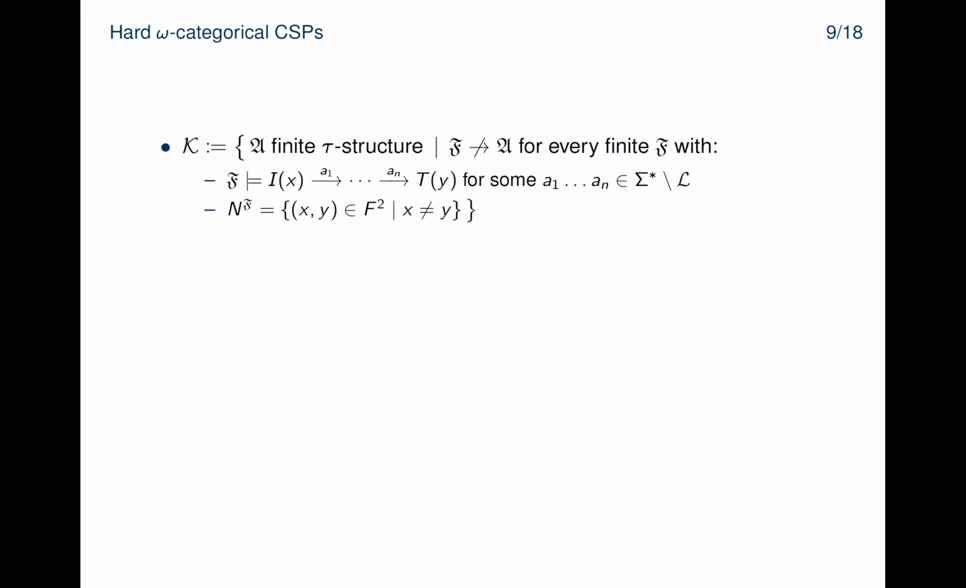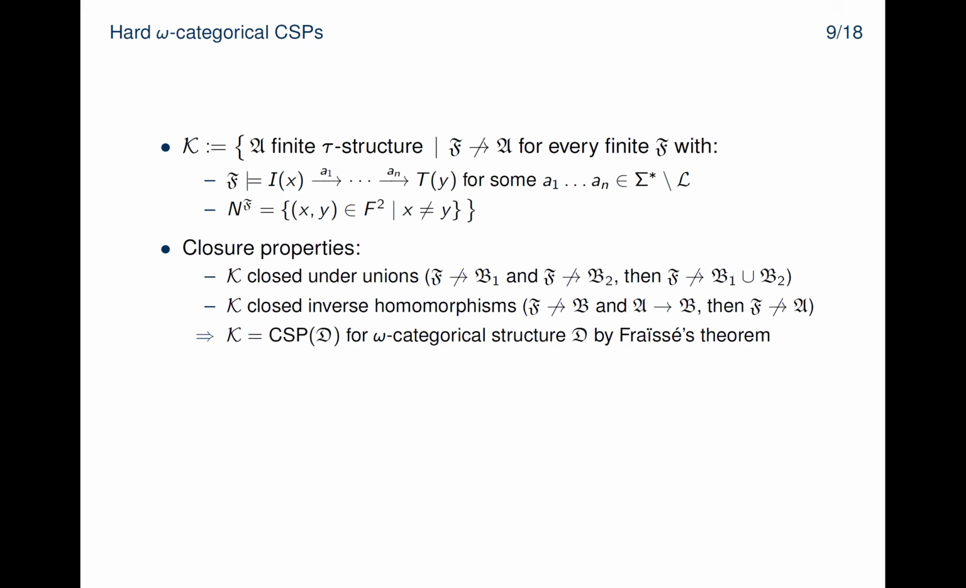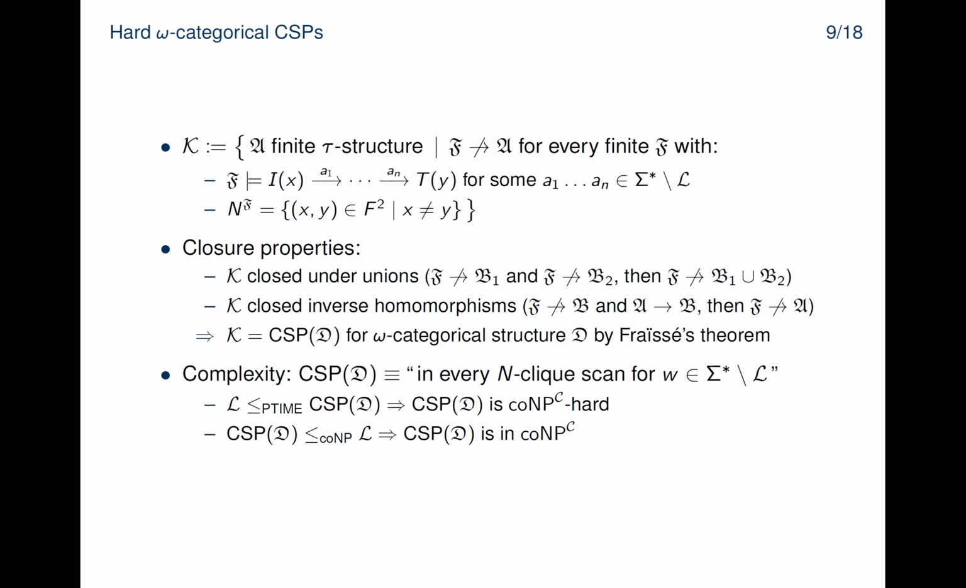Okay, so since this class is closed under unions, this gives us the so-called amalgamation property, and then we have a Fraïssé class, and by Fraïssé's theorem, there will be an omega-categorical structure whose substructures are described by the class. And since we're closed under inverse homomorphisms, the class already describes the CSP of this structure. So this is how the original proof works.